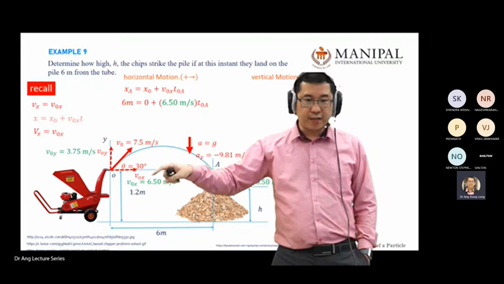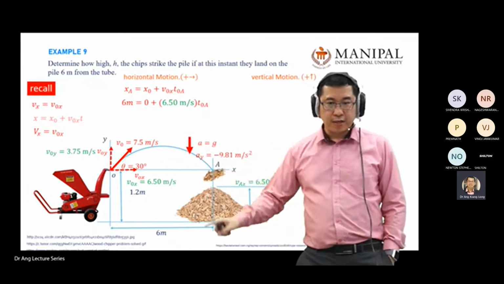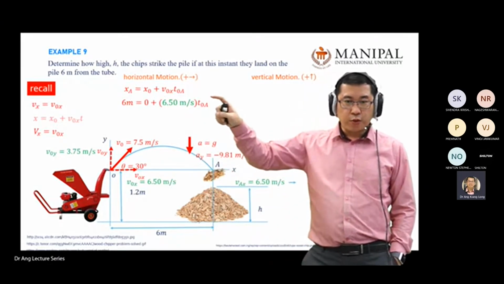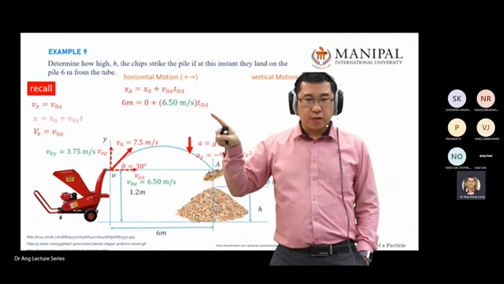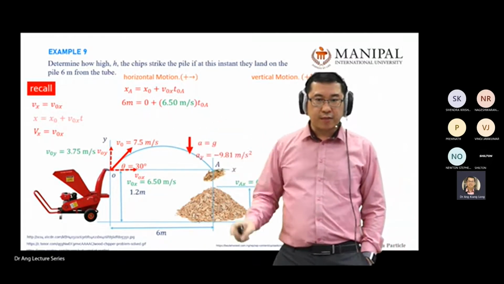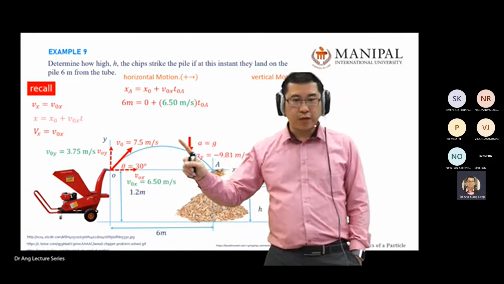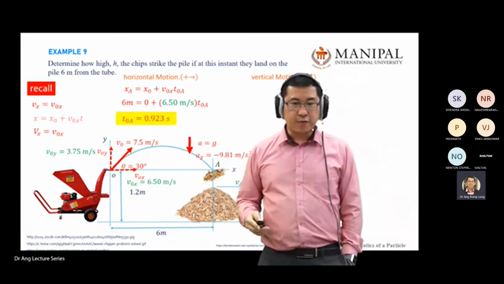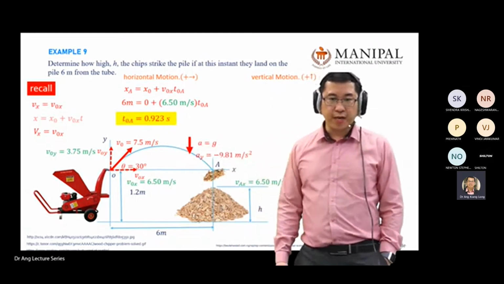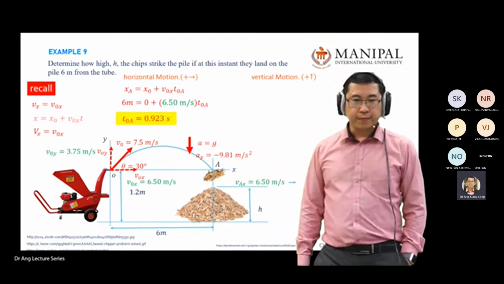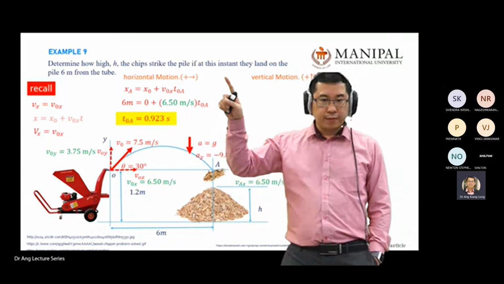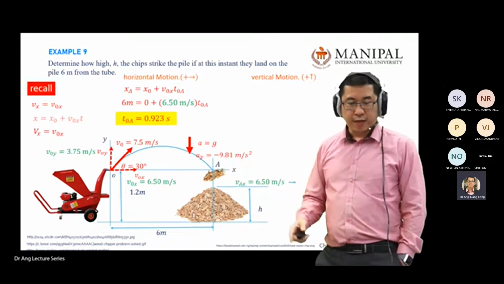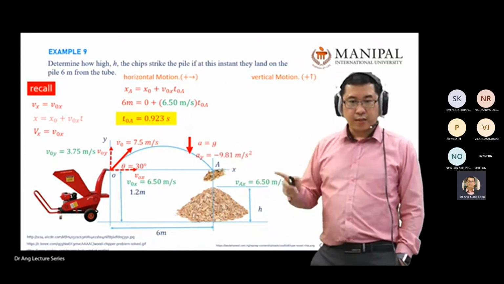VOX already defined just now, 6.5, substitute here. You only have one unknown left in the equation. Quickly go and solve for T to travel from this point to the location of A. You use a calculator, you find your T equal to 0.923 seconds. Okay, up to here. Once we find our T, we move to the next slide.